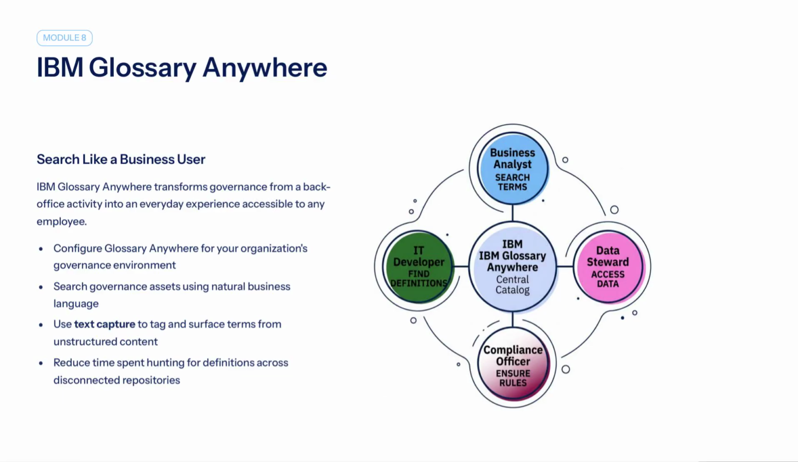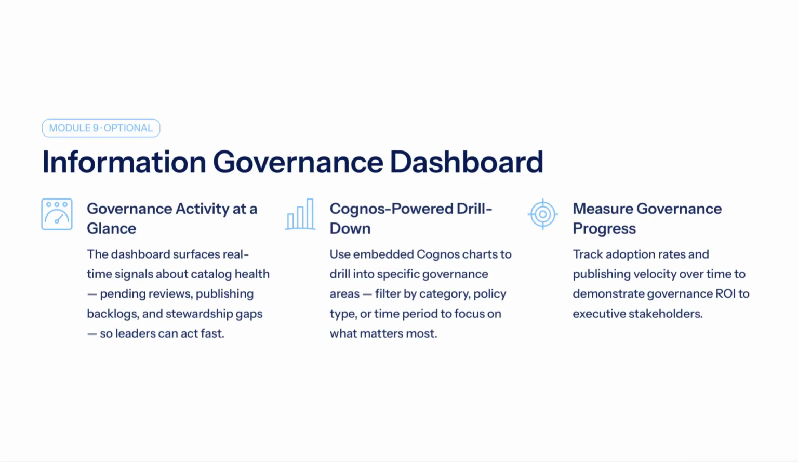IBM Glossary Anywhere provides a centralized platform for searching and managing governance assets across the organization. This enables employees to access governance information easily, reducing the need to search multiple disconnected repositories. By utilizing natural language and text capture, users can quickly find and apply governance definitions, streamlining the process and improving productivity.